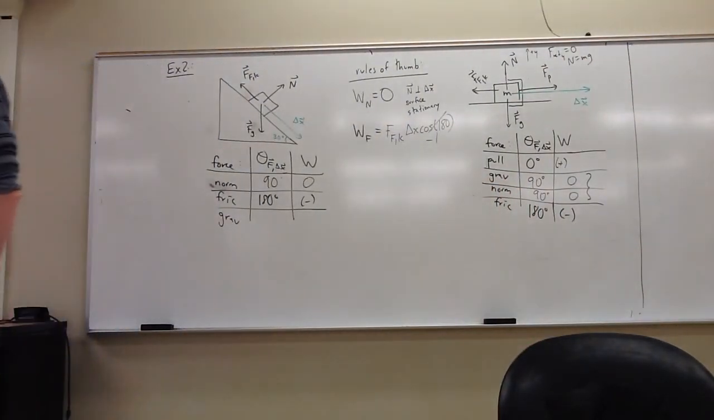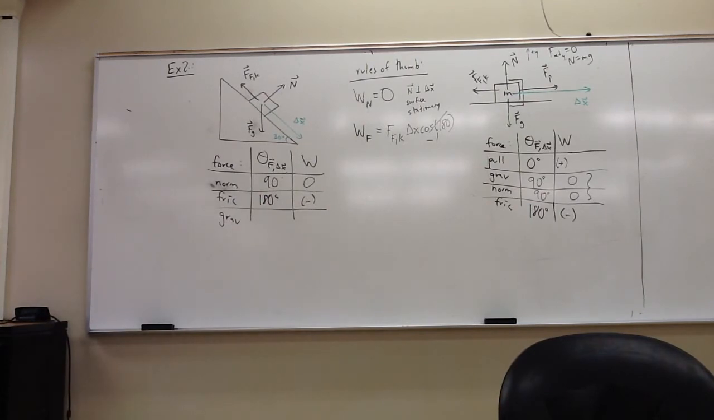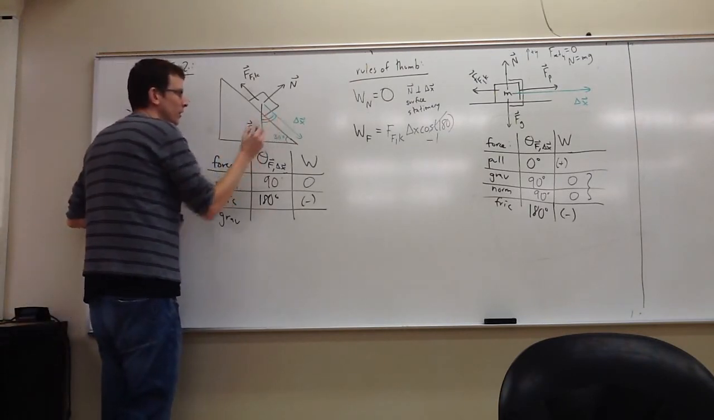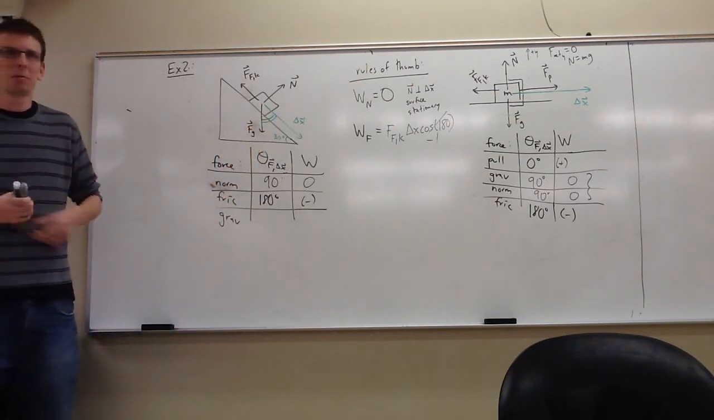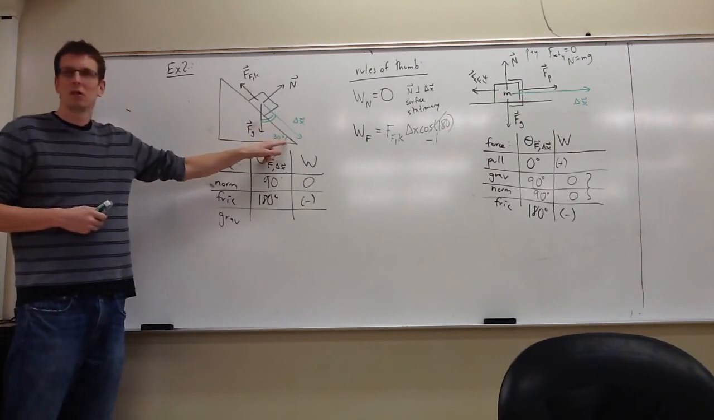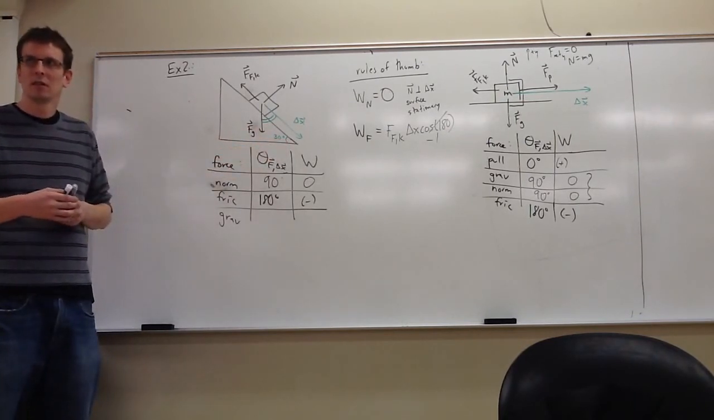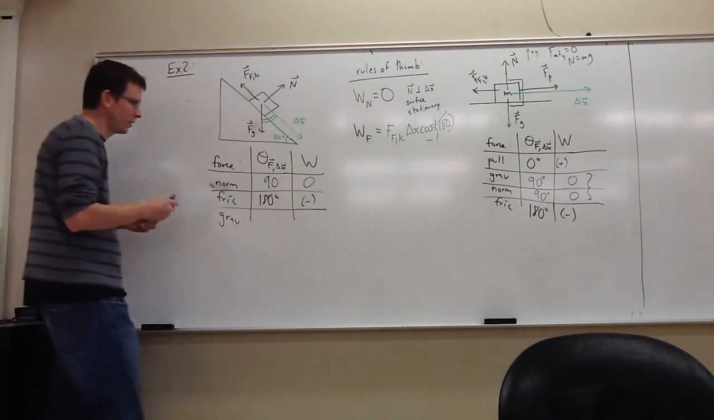What's the angle between the force of gravity and displacement? 60 degrees. 60 degrees, right? This angle is what we need. And hopefully you can see it's the complementary angle to 30, right? See that? Okay, so that's 60 degrees.